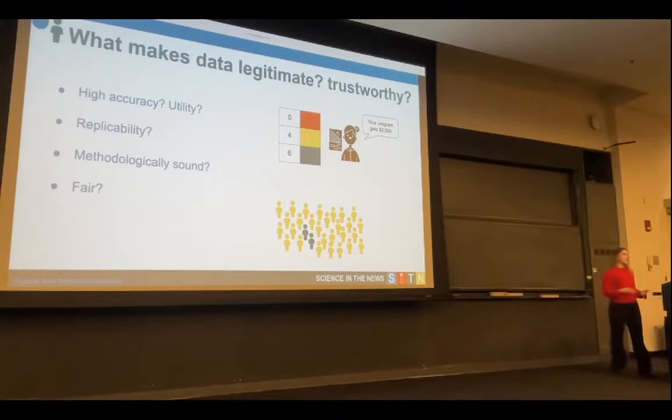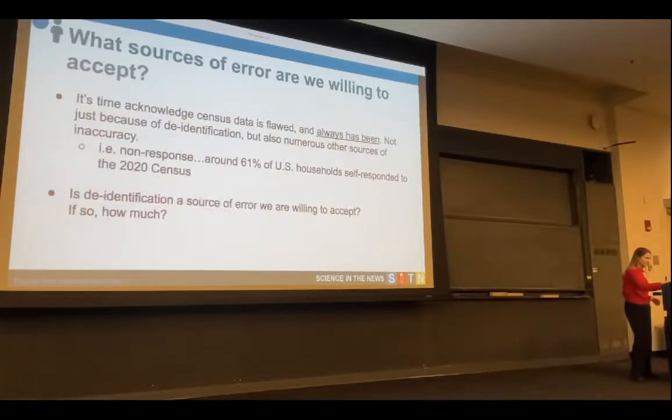And then also, is the data fair? Is that something we should consider in its legitimacy? Does it give special consideration for its impact on underrepresented people? Yeah, so those are some of the things I came up with. And all in all, we have to really consider all of those things as well, like what sources of error we're willing to accept.